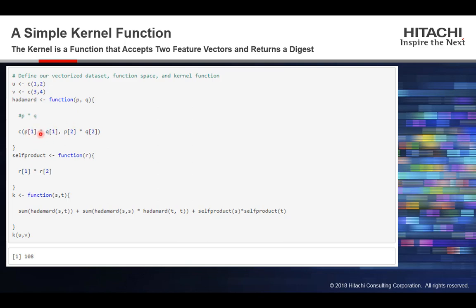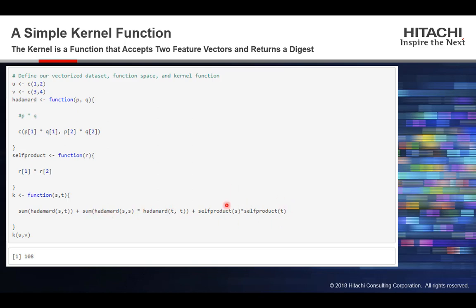What it does is it takes the product of the 2 vectors, the first vector element as well as the second vector element, and returns that as a 2 vector. So the Hadamard product returns an algebraic 2 vector here. And the self product we'll define as just simply the cross terms. And so we can define this kernel here as a function. It takes 2 vectors and it returns the Hadamard of the 2 vectors together and sums that value. And then it takes the self-Hadamard of the first vector times the self-Hadamard of the second vector, and sums that value.